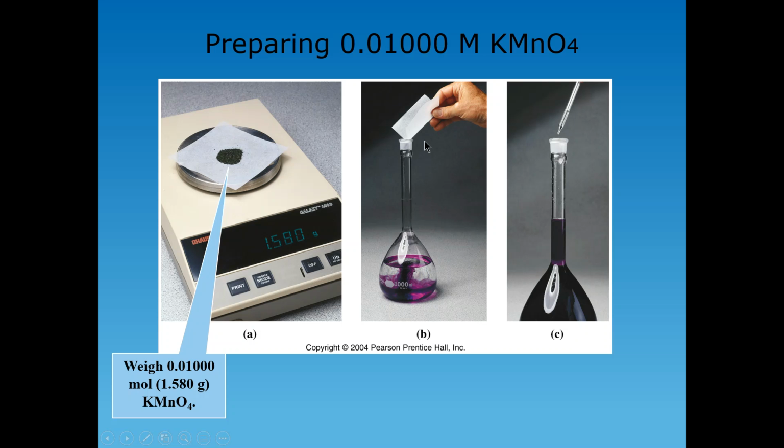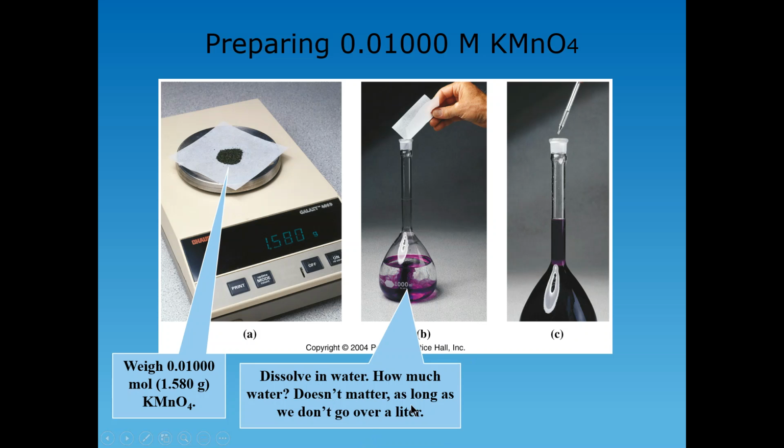What we do next is that we make sure that the potassium permanganate dissolves in the water. So you have to stopper it, and then you have to shake it up, agitate it a bit, so that the solution is homogeneous. And then you add water more slowly until you get the meniscus, the bottom of the meniscus, up to the 1 liter mark, all right?